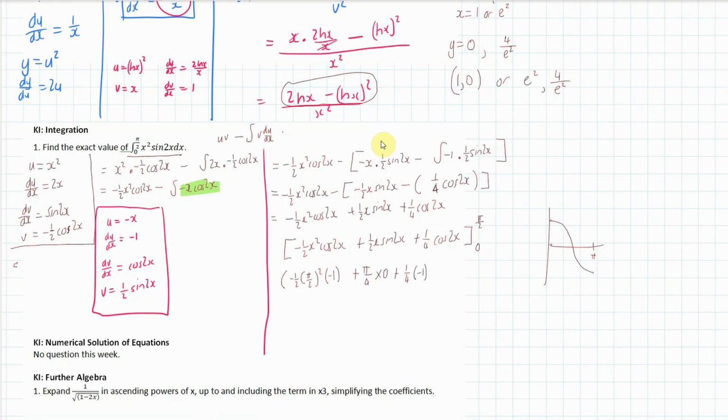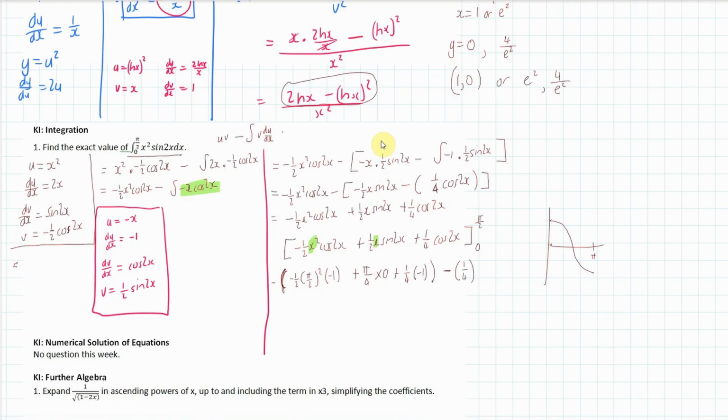Maybe I should have put it in a bigger bracket like that. Then I put in my lower limit, so you can see that because you've got a 0 here, that'll get rid of that, that'll get rid of that, so you're only going to be left with 1/4 cosine 0, which is simply 1/4. So it should be like that.